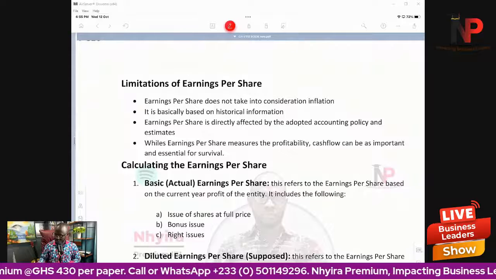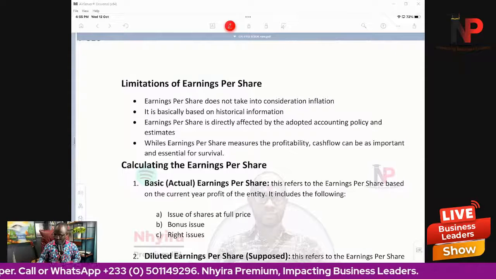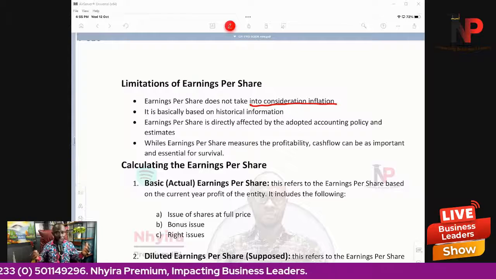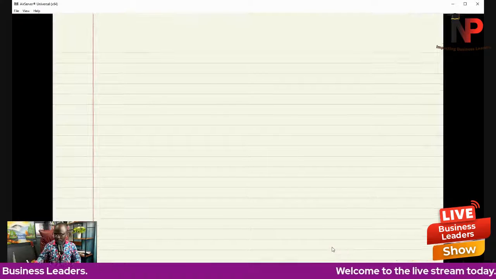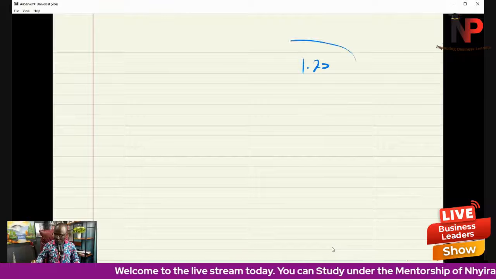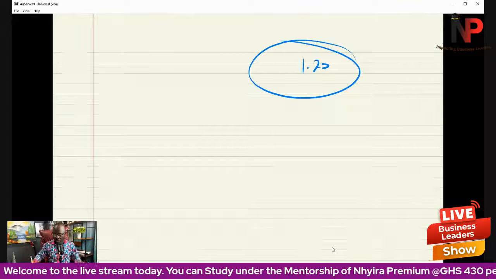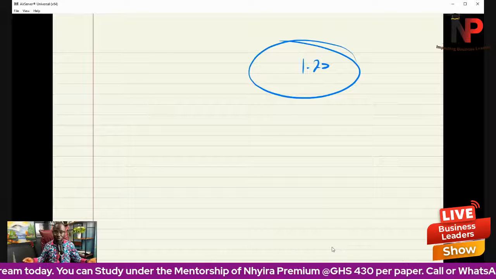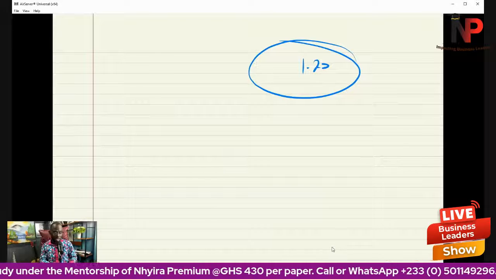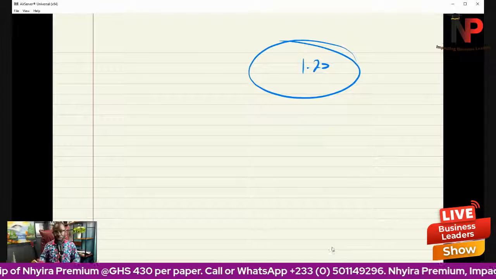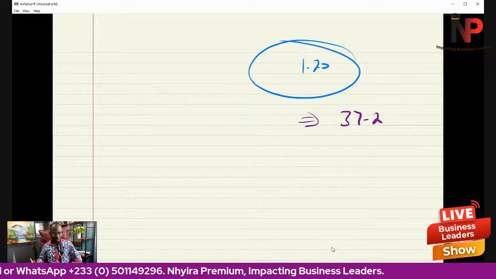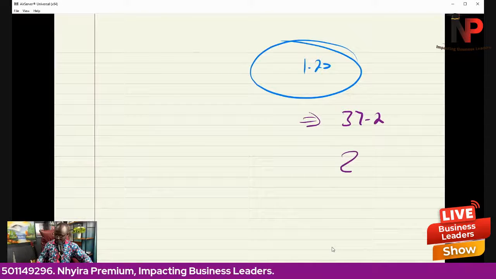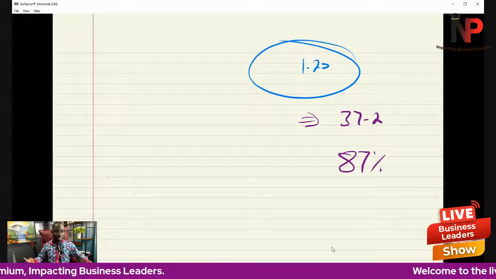Number one, it does not take into consideration inflation. So let's say you calculate the earnings per share of a company and the earnings per share is, let's say, $1.20. You've calculated it, but you didn't consider inflation. For instance, if you're in Ghana, it depends on whose information you are picking. If you are looking at the Ghana Statistical Service, then you're going to be saying that the inflation of Ghana is 37 point maybe 2. But if you're looking at other indicators, they are pegging the inflation rate of Ghana at around 87%.